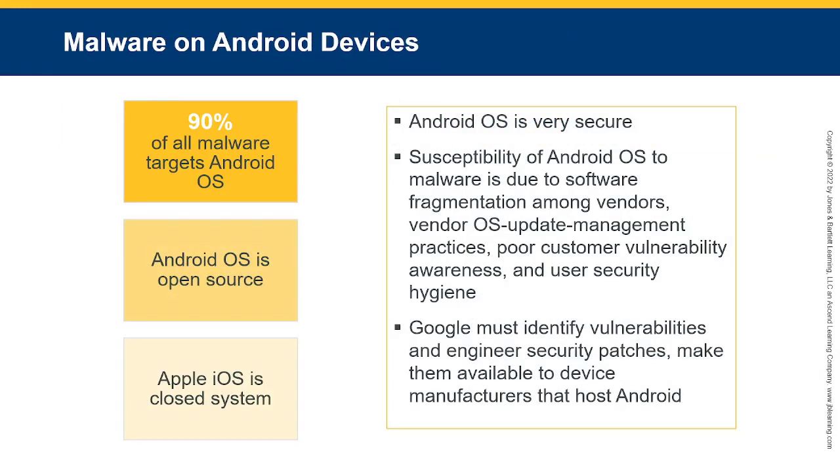90% of all malware targets Android OS. Android OS is open source, while Apple iOS is a closed system. Android OS is very secure. Accessibility of Android OS to malware is due to software fragmentation among vendors, vendor OS update management practices, poor customer vulnerability awareness, and user security hygiene. Google must identify vulnerabilities and engineer security patches, and make them available to device manufacturers that host Android.